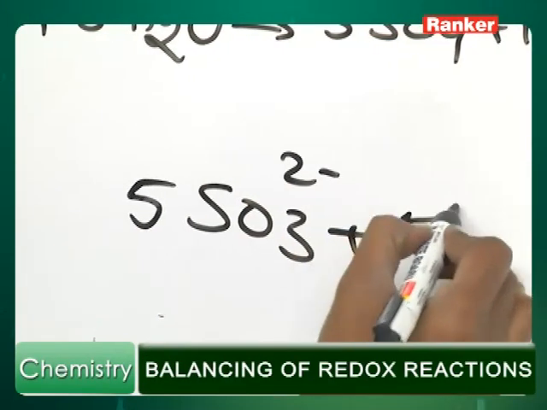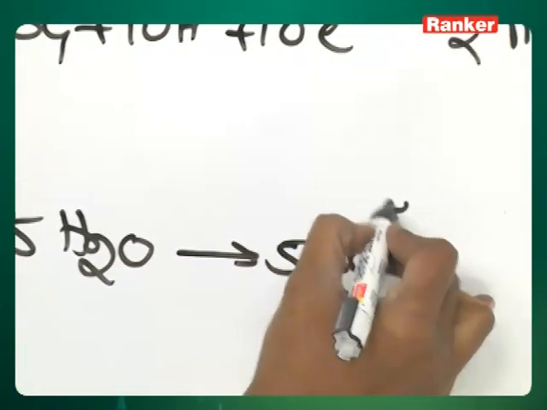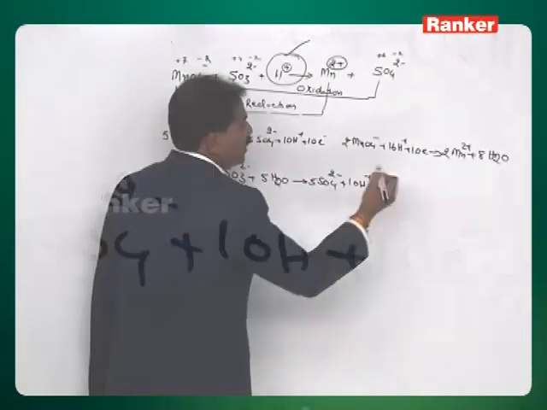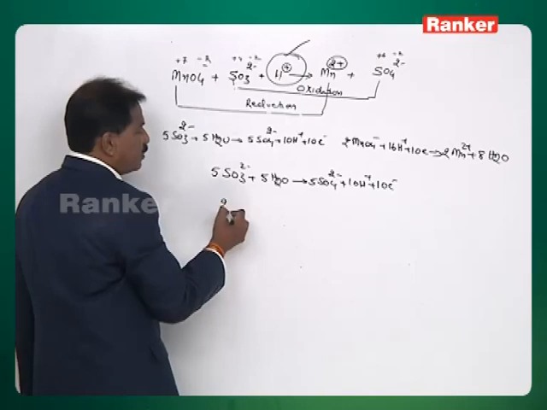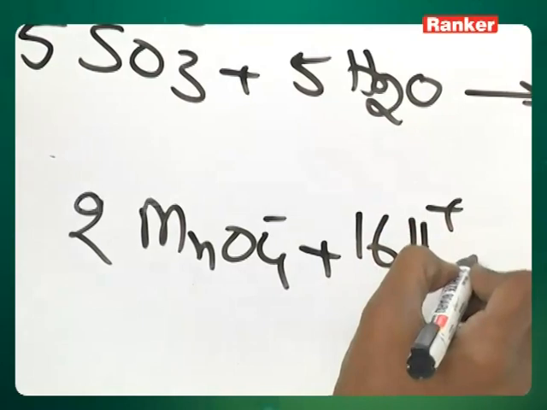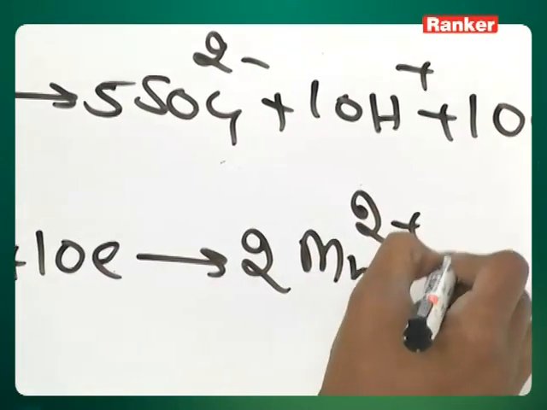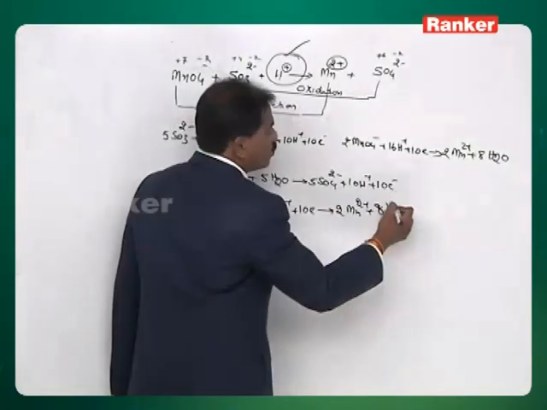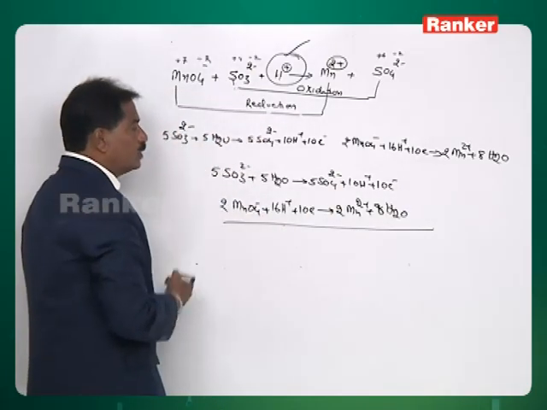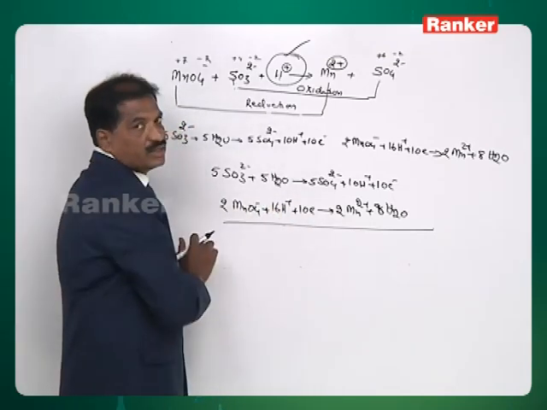5SO3 2- plus 5H2O gives 5SO4 2- plus 10H+ plus 10 electrons. There, 2MnO4- plus 16H+ plus 10 electrons gives 2Mn2+ plus 8H2O. Now add the two reactions with each other. During the addition, if any similar term appears this side and that side, we can cancel that similar term.